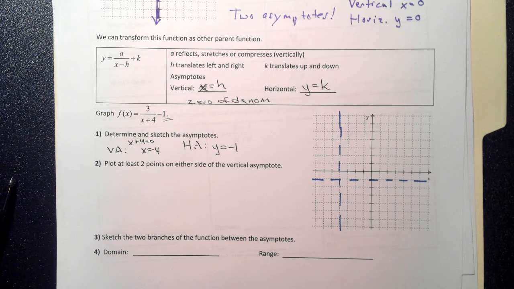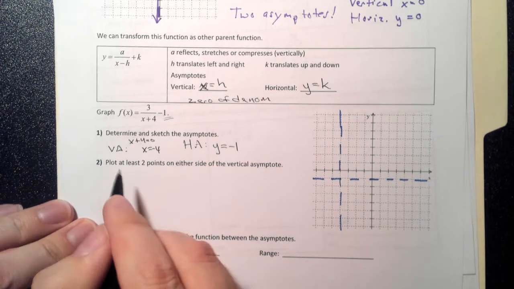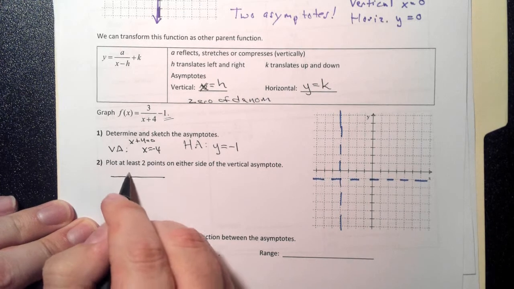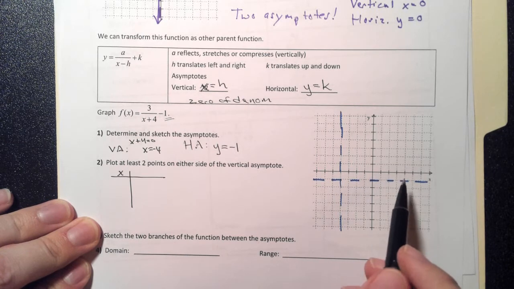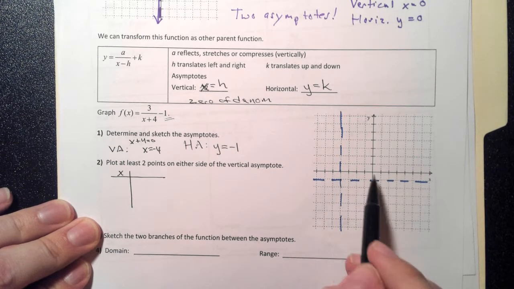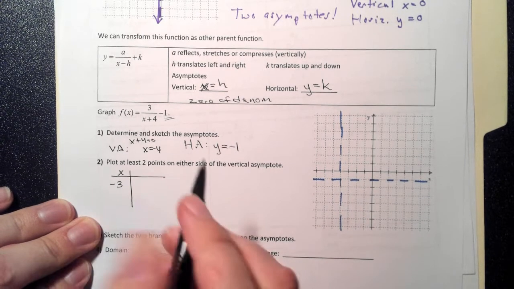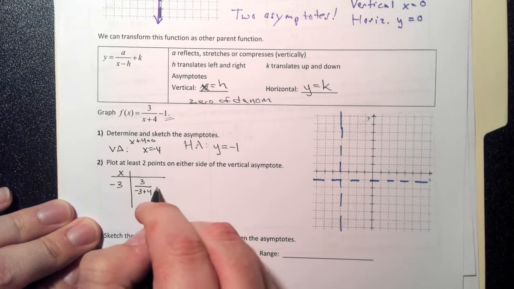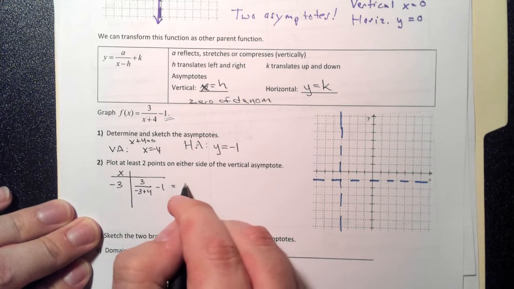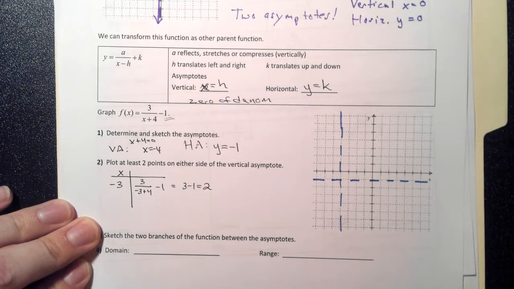Now I said a few minutes ago, or I meant to, when you're graphing these, you're generally not going to have a lot of good points. So what you want to do typically is plot around 2 points on either side of the vertical asymptote. If I'm on the right side of the vertical asymptote, I want to think about when x is negative 3 or negative 2 or negative 1. So if x is negative 3, I will have 3 over negative 3 plus 4 minus 1, which is 3 minus 1, or 2.